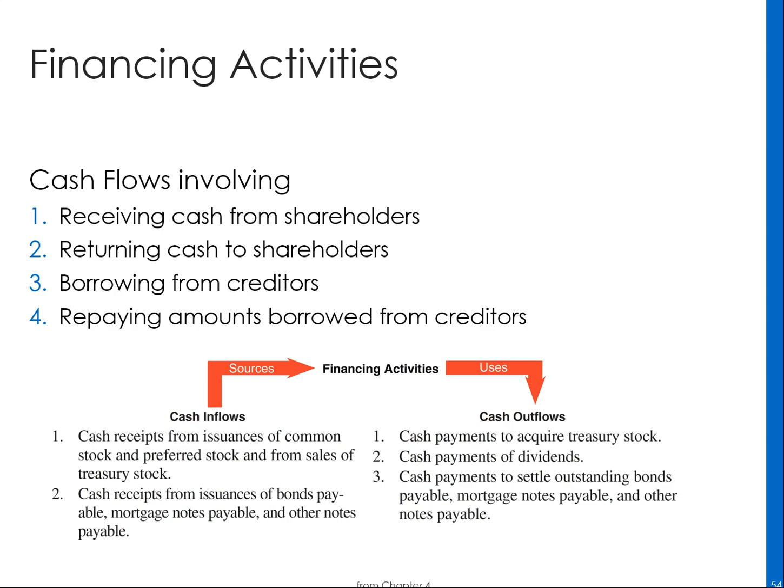Then the financing activities include receiving cash from shareholders, returning cash to shareholders, right? Borrowing from creditors, and repaying creditors. So if we acquire treasury stock, if we purchase our own stock from investors, that's cash outflow from financing activities, right? If we pay dividends to shareholders, that's financing activities. The cash payment to settle outstanding bonds payable, mortgage notes payable, and other notes payable are cash outflows from financing activities.